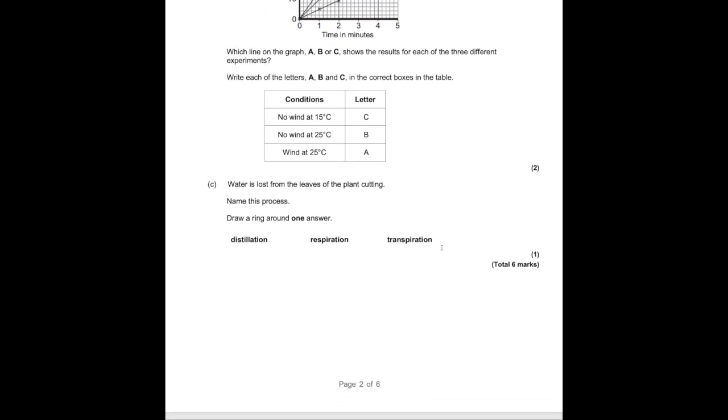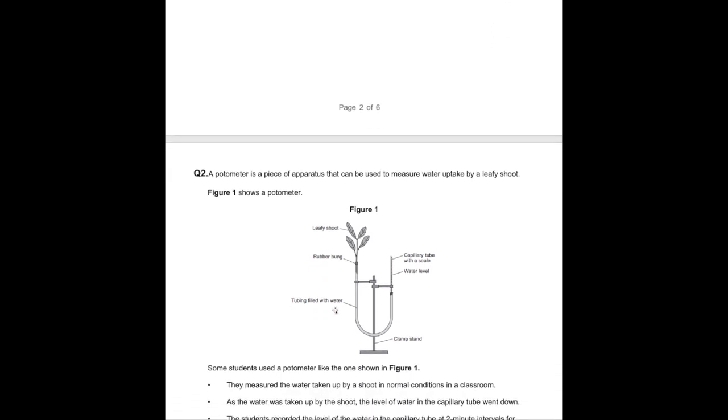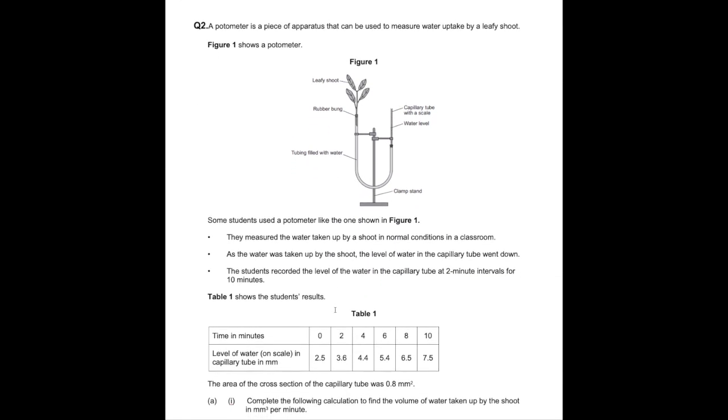Water is lost from the leaves of the plant cutting. Name this process. Draw a ring around one answer. I'm going to delete the other two. It is, of course, transpiration that results in the loss of water from the leaves. So let's move on to question number 2.